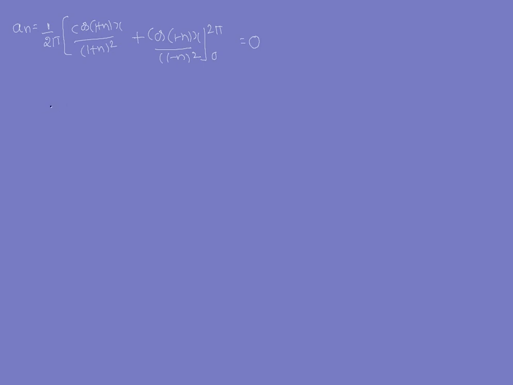So an is equal to 0. Similarly, you have to get the value of bn. bn is equal to 1 by pi integral 0 to 2 pi f of x into sin nx dx, that is equal to 1 by pi integral 0 to 2 pi f of x, which is x cos x, into sin nx dx.